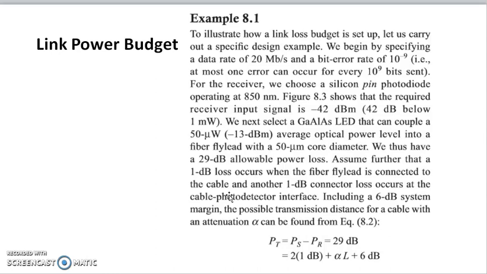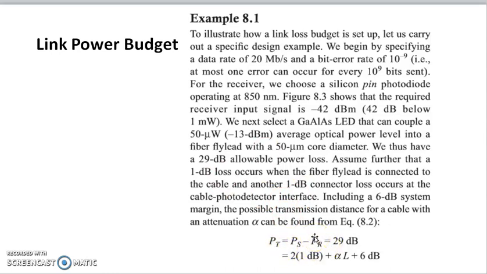And then if we select a gallium aluminum arsenide LED that can couple 50 microwatts of power, that is minus 13 dBm, that is the average optical power level into a fiber fly lead, meaning from the source to the connector of a fiber with a 50 micrometer core diameter. Therefore, 29 dB is the allowable power loss, and here we consider that the total power loss is about 29 dB.